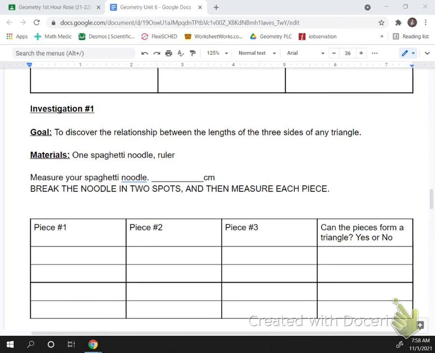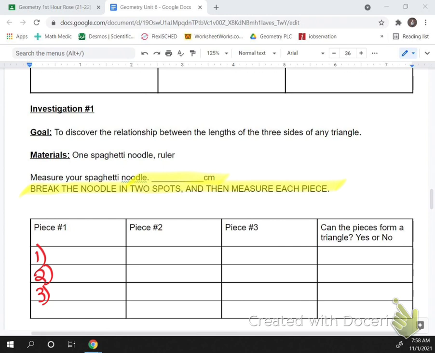To discover the relationships between the lengths and the angles, we're going to start with a little spaghetti noodle, and I'll pass pieces out. The first thing you're going to do is measure your spaghetti noodle in centimeters. You need to write down your measurement. Then you're going to break the noodle in 2 spots, then measure each piece. You're going to put your measurements in the first spot, and then write down your teammates' measurements.